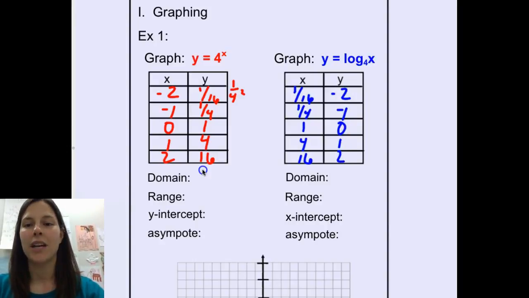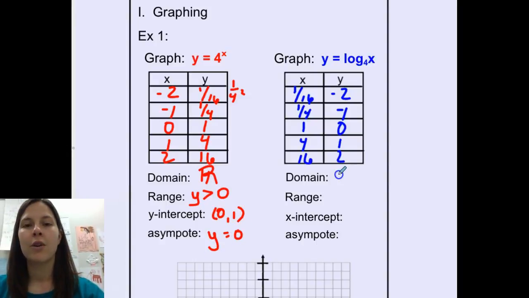As a reminder, the domain for an exponential function is all real numbers. The range is greater than 0. The y-intercept is 0, 1. And the asymptote is at y equals 0. For our log function, the domain and range switch because the x and y values are switching. So our domain is x is greater than 0. We cannot input a negative value into a log because we do not get a negative value out of an exponential. Our range, however, will be all real numbers.